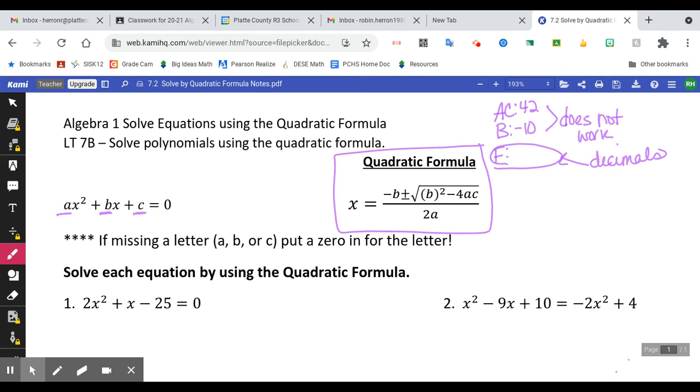X equals opposite B plus or minus the square root B squared minus 4AC divided by 2A.